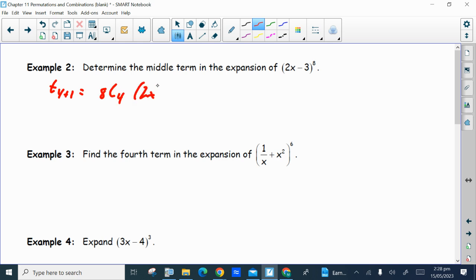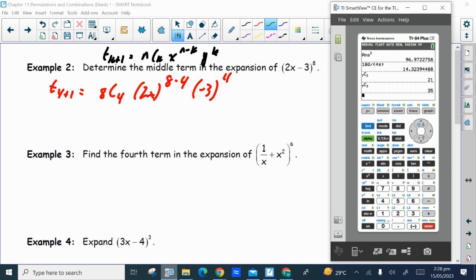In this case, the first term of the binomial isn't just x. It's 2x to the power n minus k times the second term of the binomial, which is not y. In this case, it's negative 3 to the power k. I'm just using that general term formula. It's one that's on the formula sheet. T sub k plus 1 equals nck x, which refers to the first term of the binomial, to the power n minus k times y to the power k.